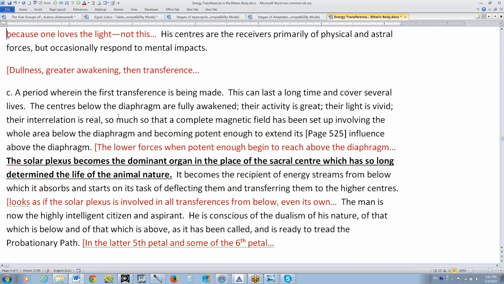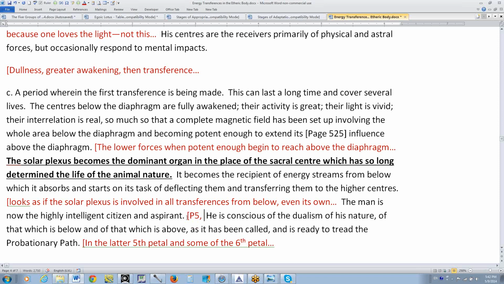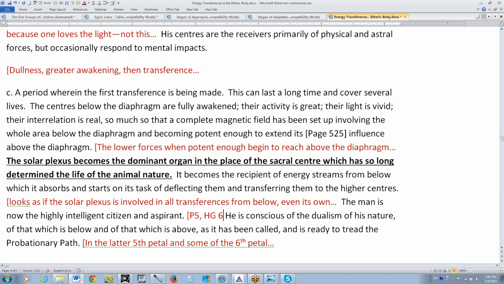Well, there are first transferences being made. And the solar plexus becomes the dominant organ, as it must before there is any real complete transference to the higher centers. So, transferring them to the higher centers, the man is the highly intelligent citizen and aspirant. So this is, we might call it petal 5, and a human group sort of 6, we might say. He is conscious of the dualism of his nature.